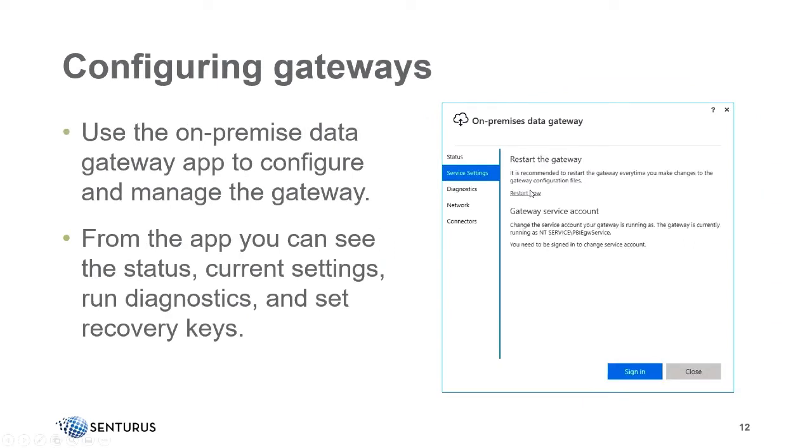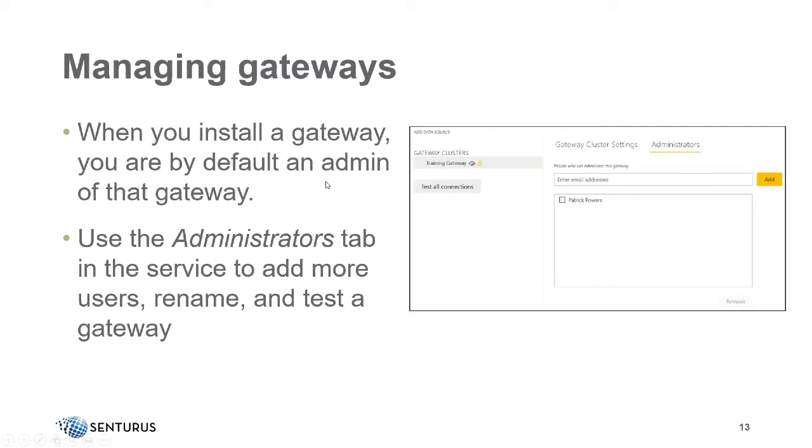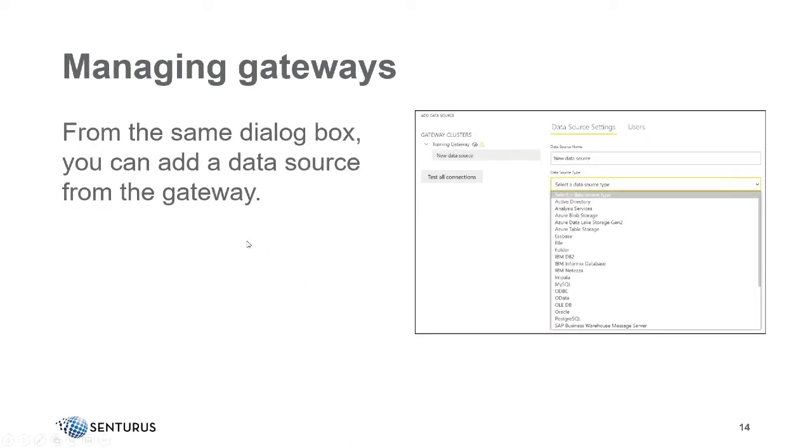When we install it, we'll get a little app, and we use that app to configure and manage it. Here we can see the status, current settings, we can run diagnostics, set recovery keys, all sorts of fun stuff. When you install it, you are by default an admin of that gateway. Back in the service, you can add more users, rename it, test it, do all sorts of fun stuff. Look, there's me. Yay. And from that same box, we add our data source.